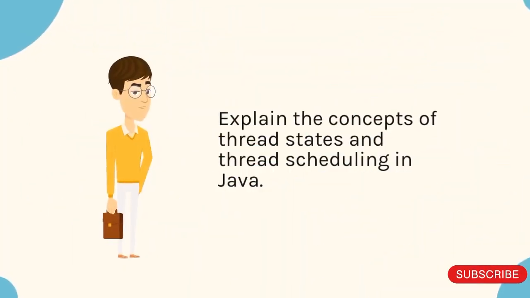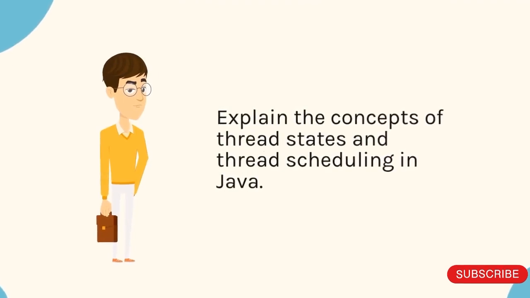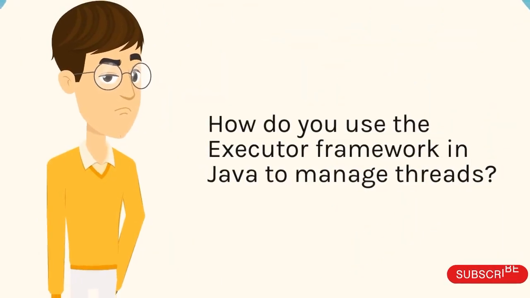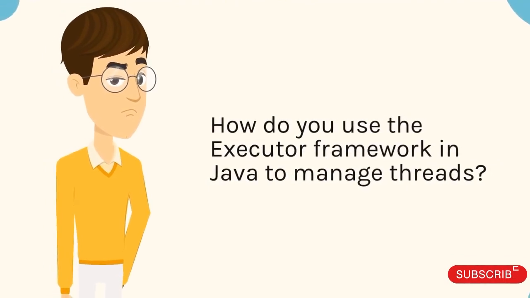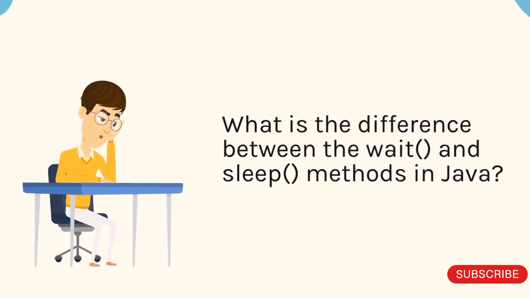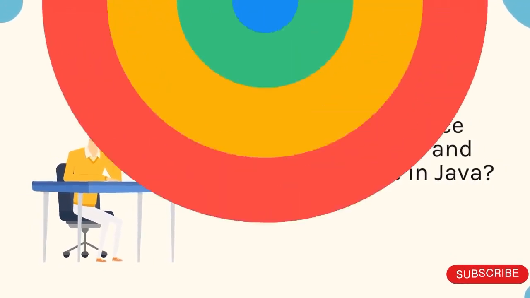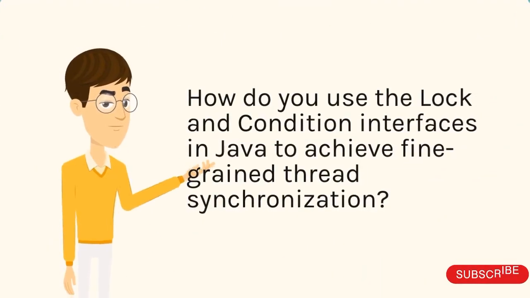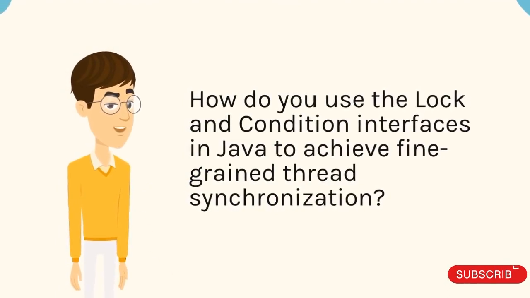Explain the concepts of thread states and thread scheduling in Java. How do you use the executor framework in Java to manage threads? What is the difference between the wait and sleep methods in Java? How do you use the lock and condition interfaces in Java to achieve fine-grained thread synchronization?